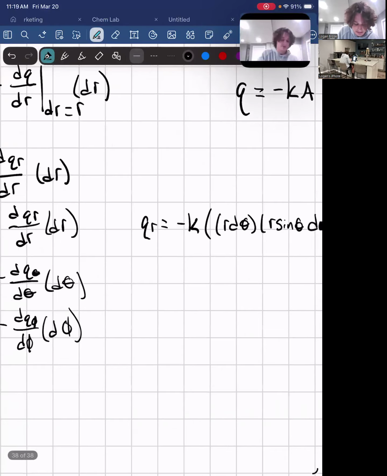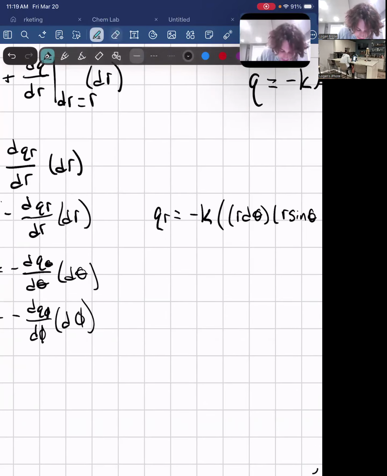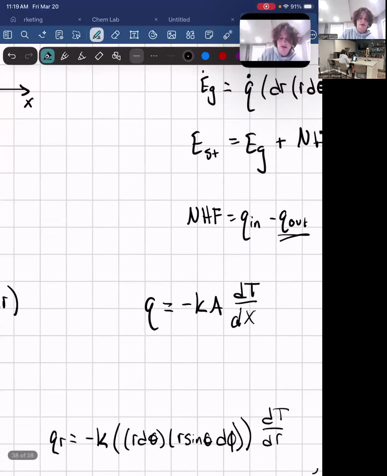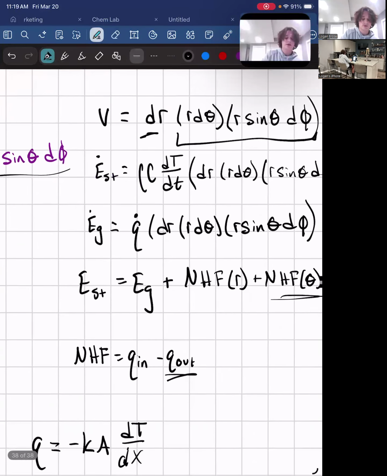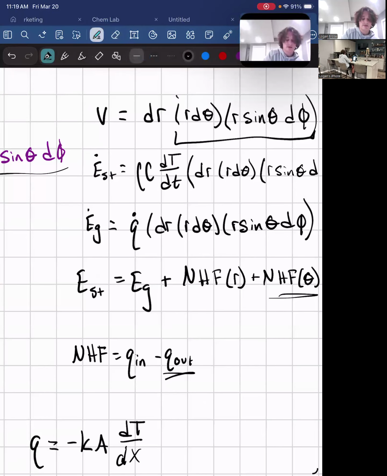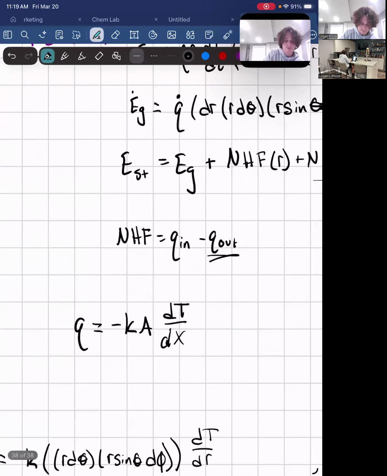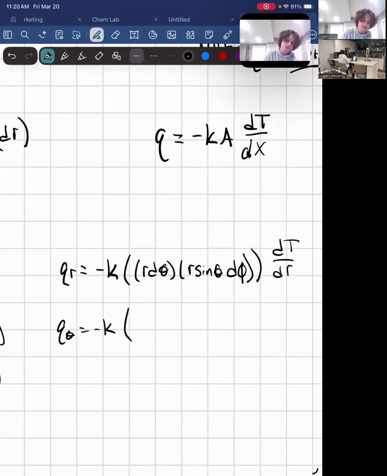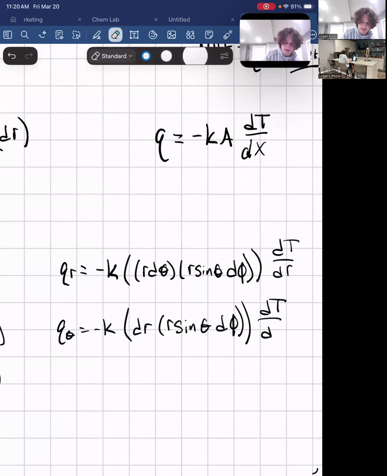We can repeat that for these next two. So the Q theta equals minus K. All right, now we don't have this one, but we have this one, right? So it's these two. So it'll be dr and then times R sine theta d phi times dt d theta.